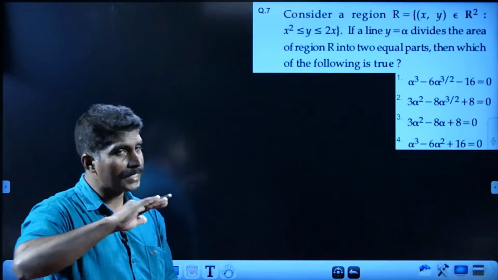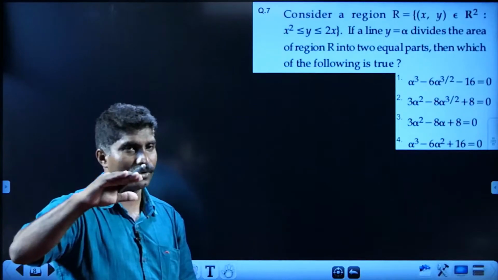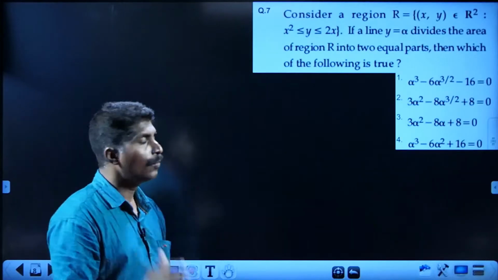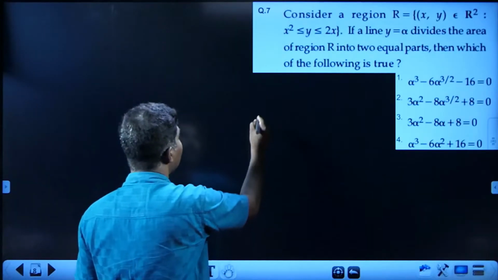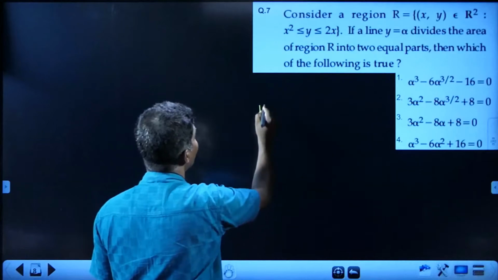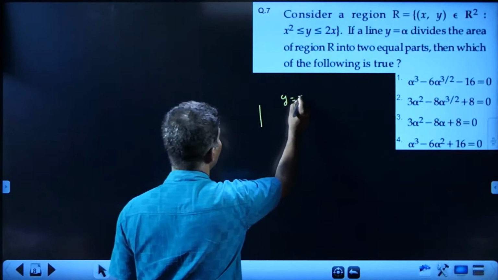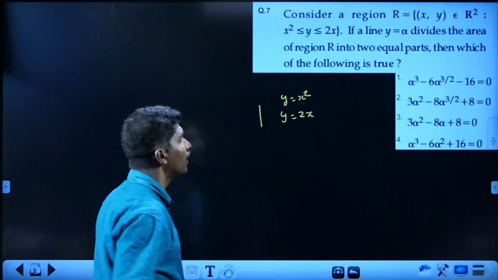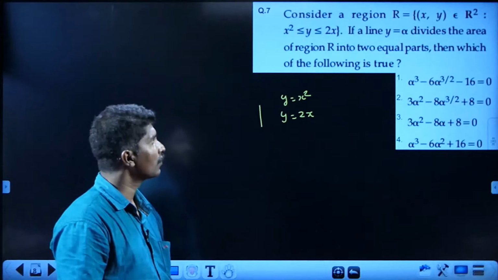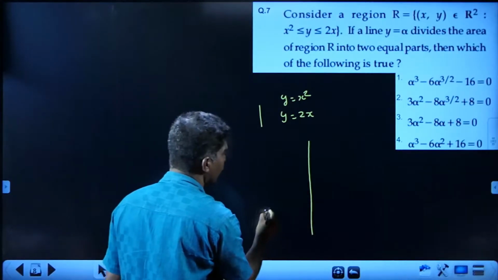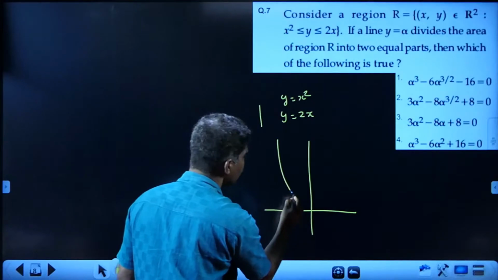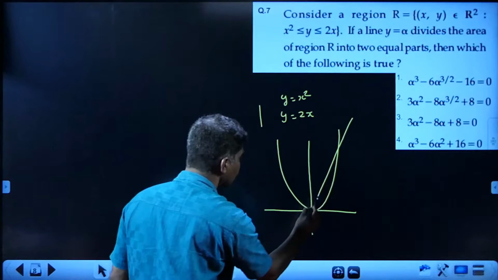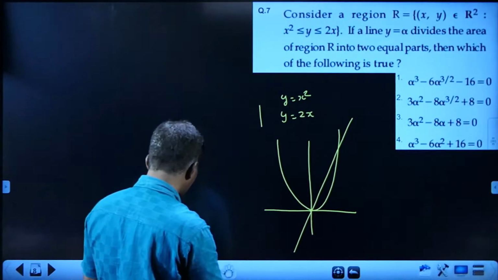The line y equal to alpha, just remember, is a line parallel to the x-axis. So you have to integrate in which method? The two equations are y equal to x square and y equal to 2x, and the region is in between these two. This is the graph of y equal to x square, and y equal to 2x is a line. In between these, you can see that this is the area.